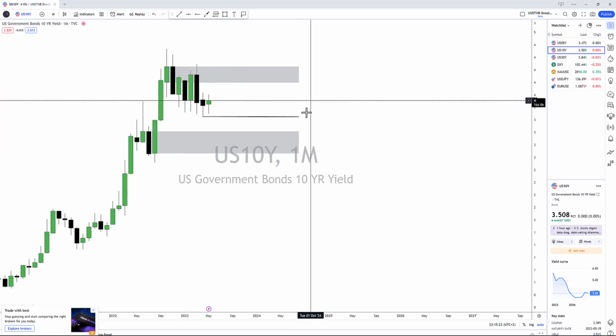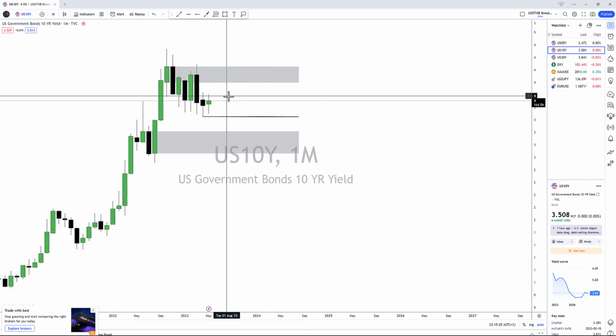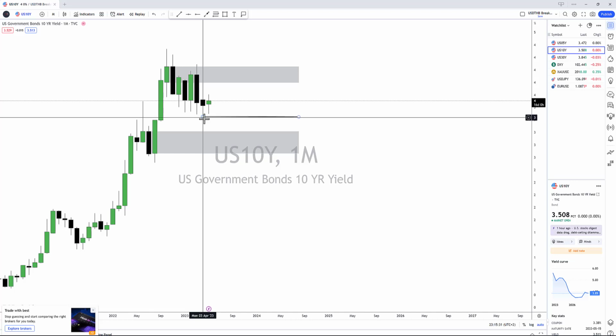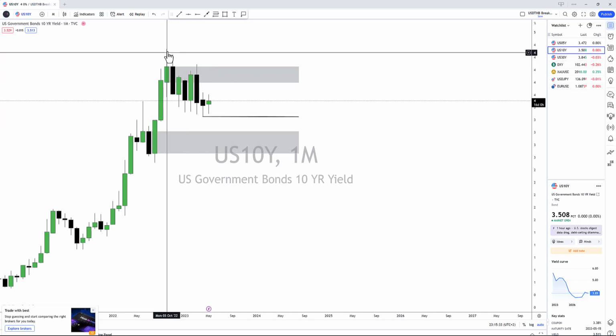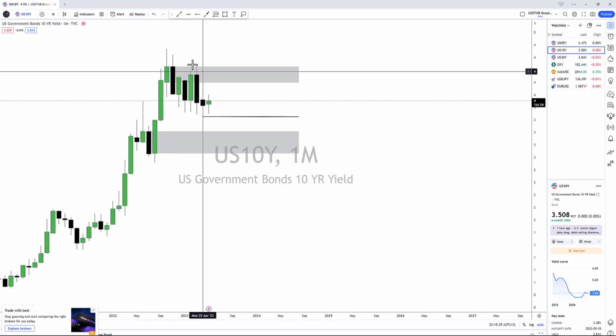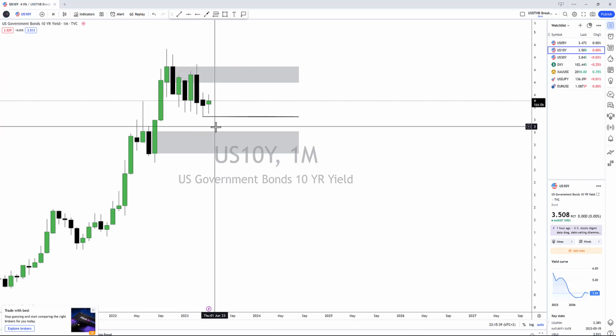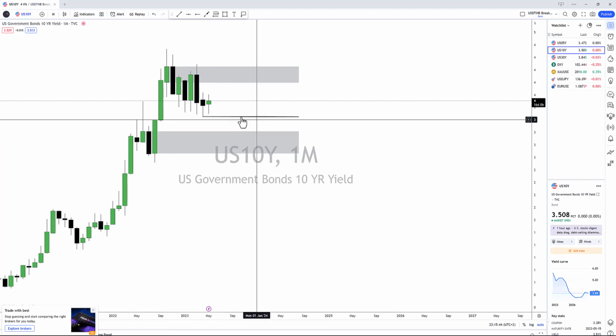And our market structure is almost identical to the one on the 5-year yield. Price is creating lows as it's moving to the downside. We are not creating any new highs. We are creating lower highs and lower lows. That's a bearish market structure.